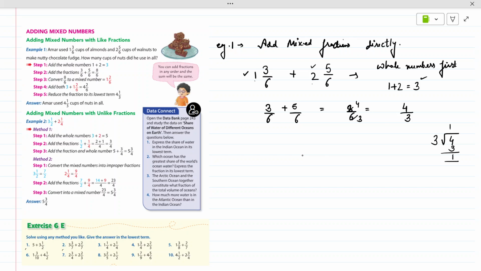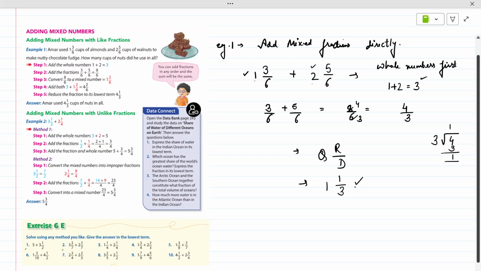So now what are we going to do? We are going to write it in the form of a mixed fraction and the formula is Q R by D, which will make the mixed fraction as Q, that is quotient 1, R remainder 1 again, and then we have the divisor, which is 3. We have got here 1 by 3. This is Q, R and the divisor 3.